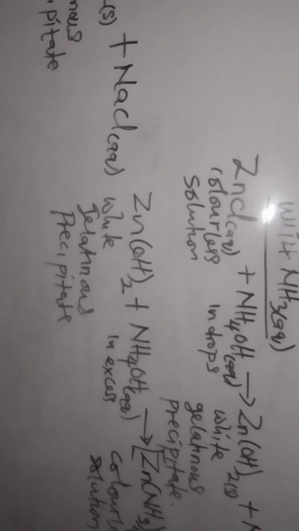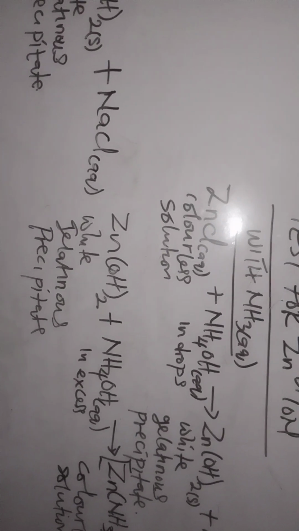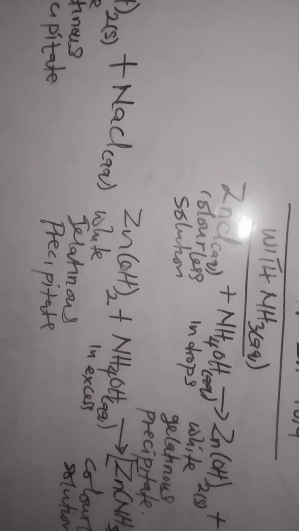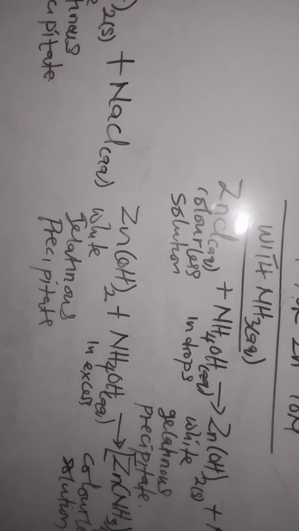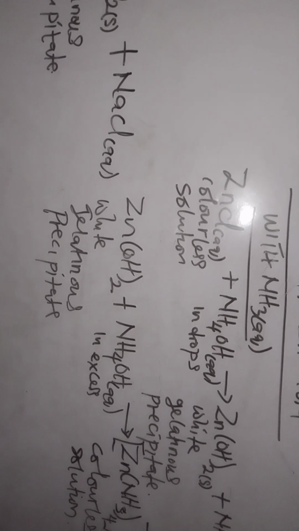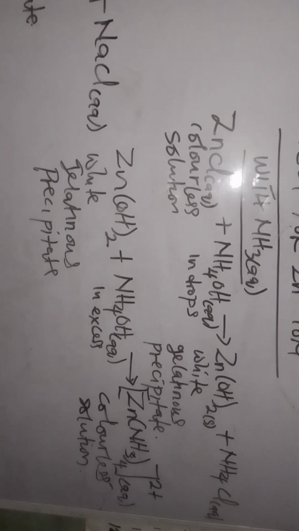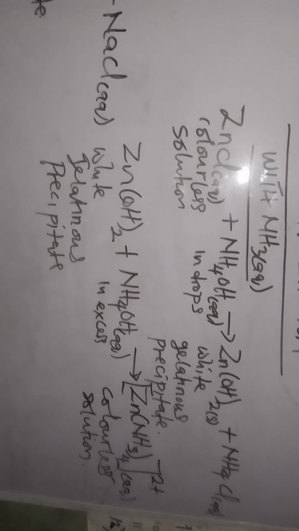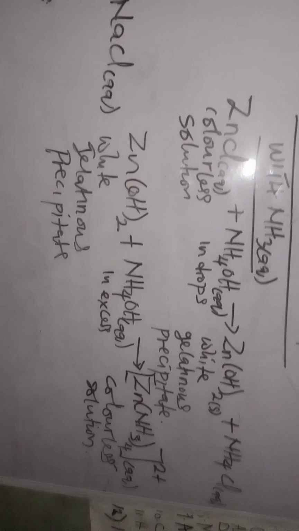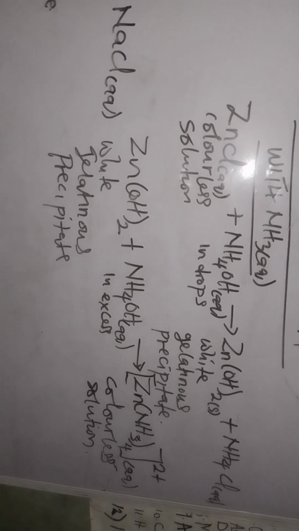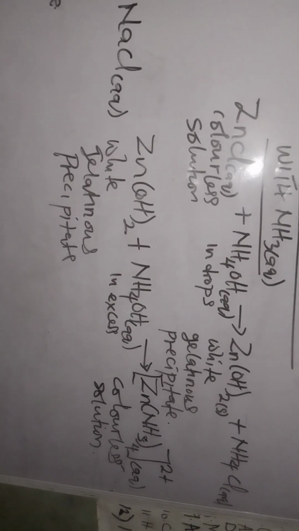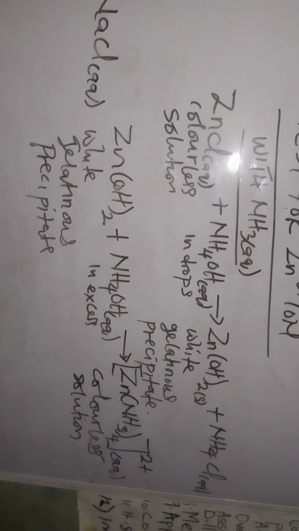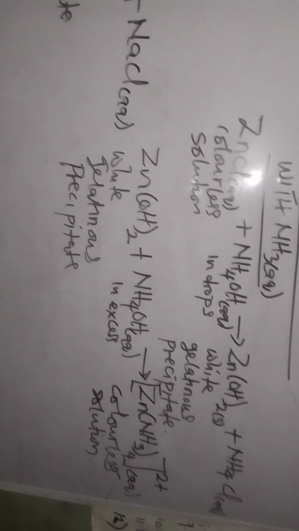So what we are trying to say in essence here, in summary, is that when you add aqueous ammonia in drops and in excess to zinc 2 chloride, in drops it gives you a white gelatinous precipitate of zinc 2 hydroxide. Then in excess, the white gelatinous precipitate will dissolve to form a colorless solution, as a complex ion, tetraamine zinc 2 ion, will be formed.